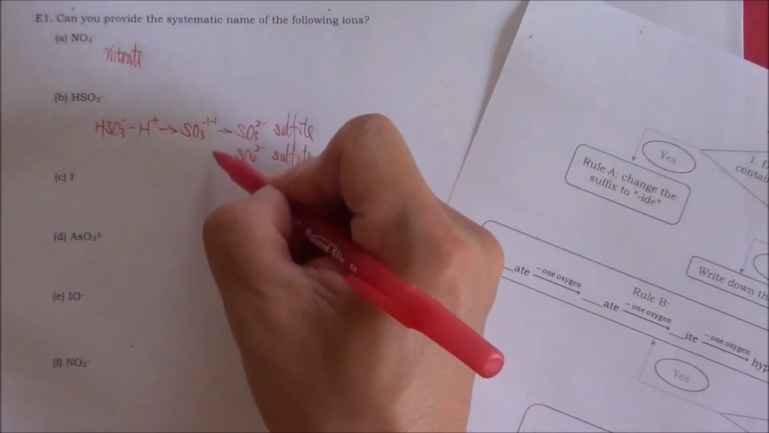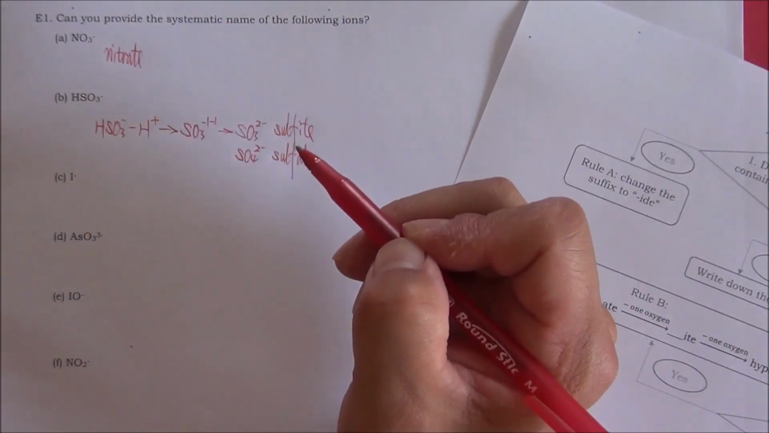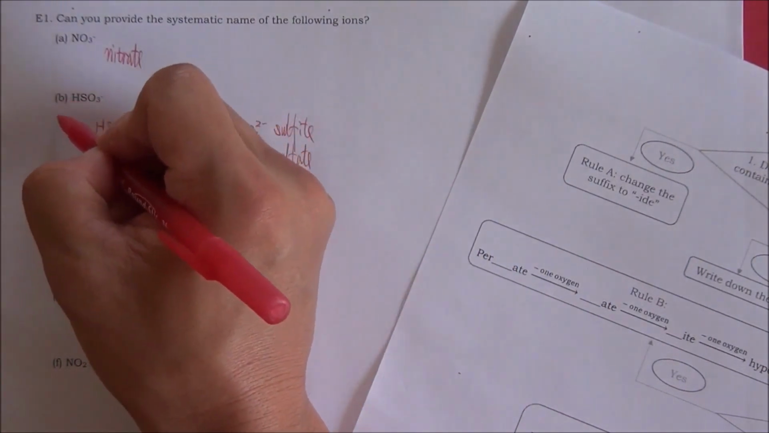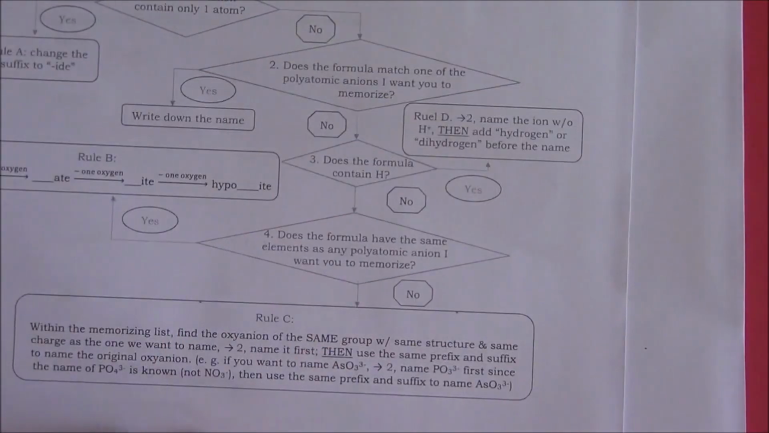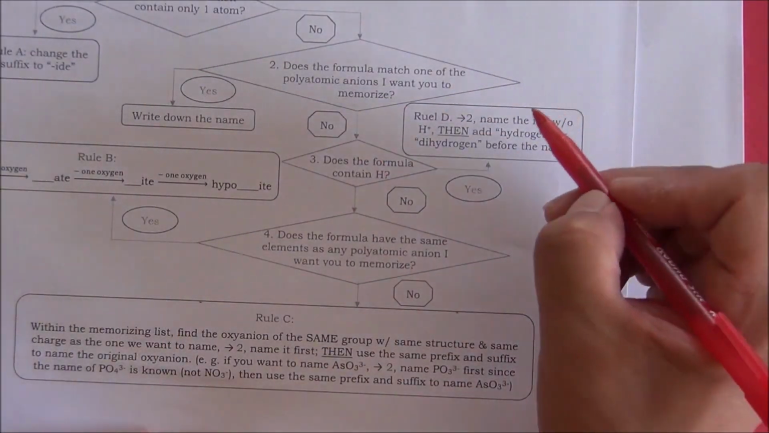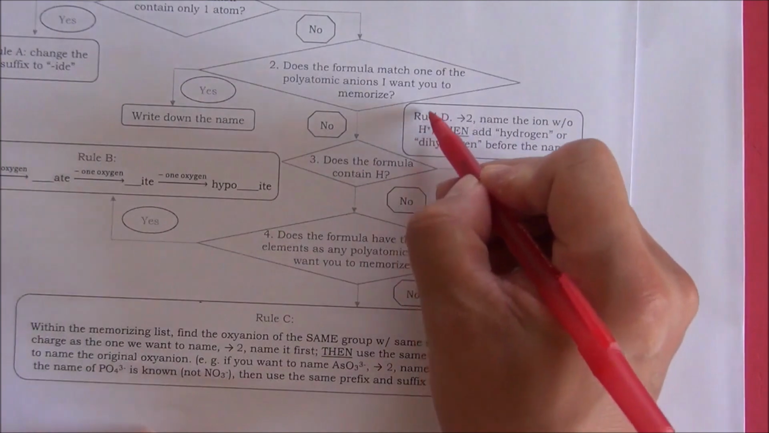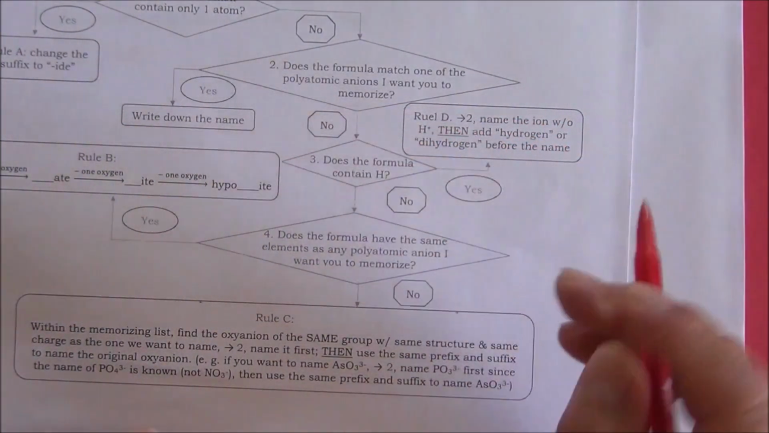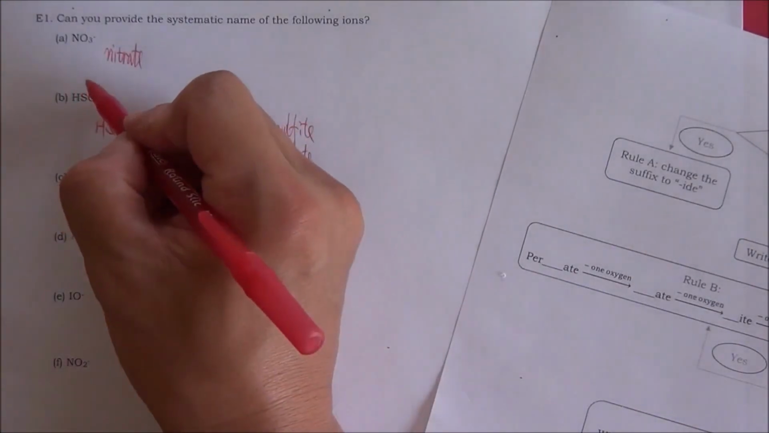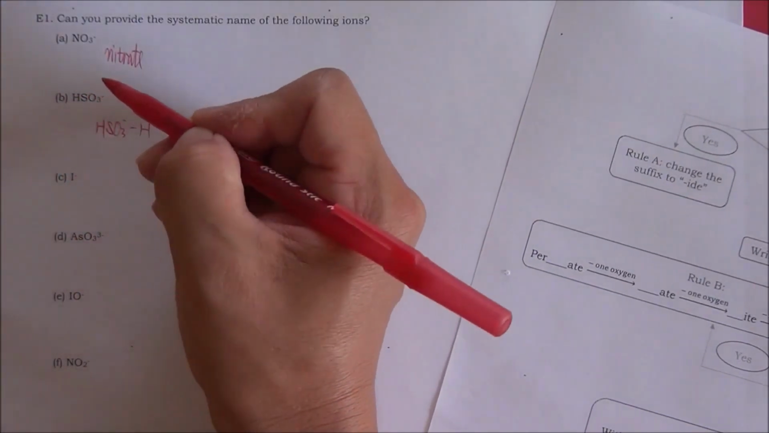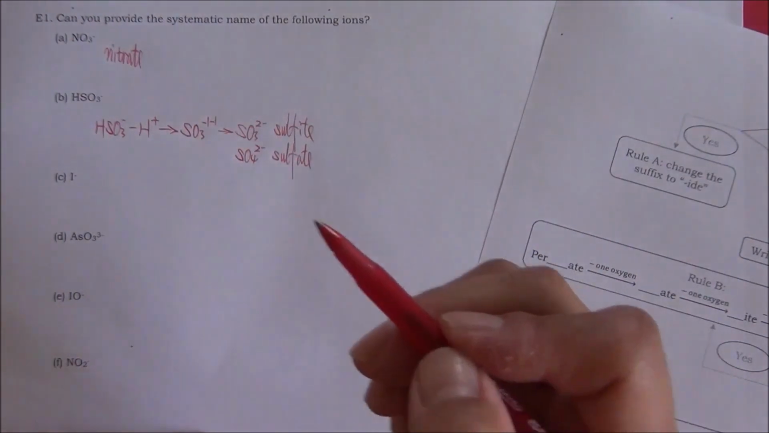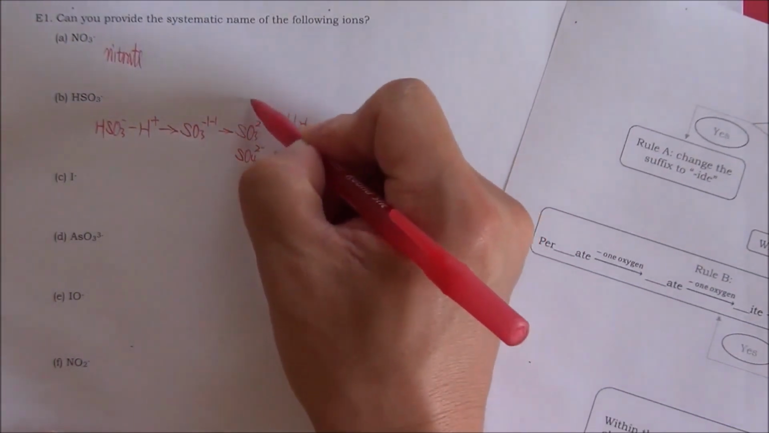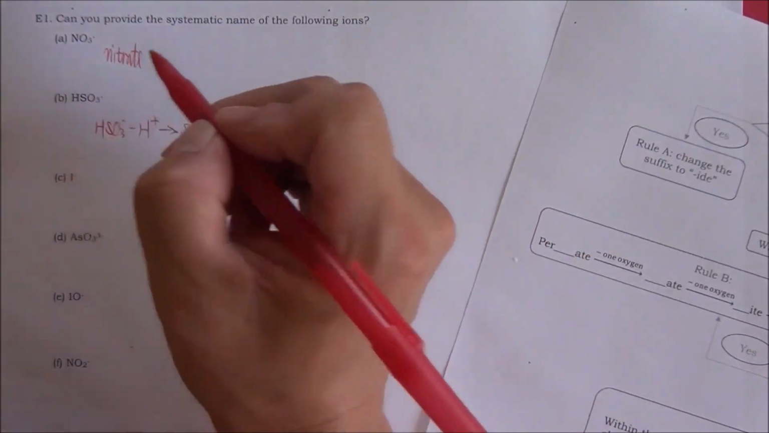But remember, SO3 2- is not the ion we want to name. The ion we want to name is HSO3-. We have to go back to this box. We already got the name of the ion without H+. Then we need to add hydrogen or dihydrogen before the name. Because HSO3- contains only one H, we need to add hydrogen before the name of SO3 2-. The name is hydrogen sulfide.